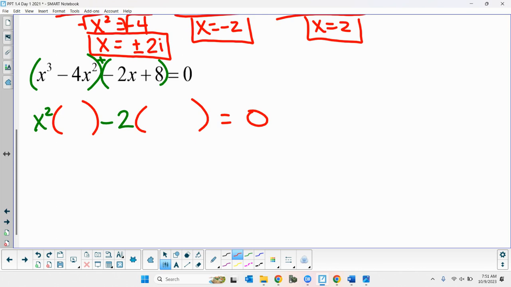X cubed divided by x squared is x, and negative 4x squared divided by x squared is negative 4. And negative 2x divided by negative 2 is x, and 8 divided by negative 2 is negative 4. Is it working out the way we want? Yeah, that red part, the x minus 4s are the same. That's one of my factors. And then my other factor is x squared minus 2.